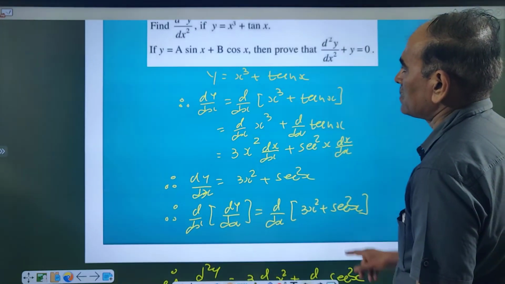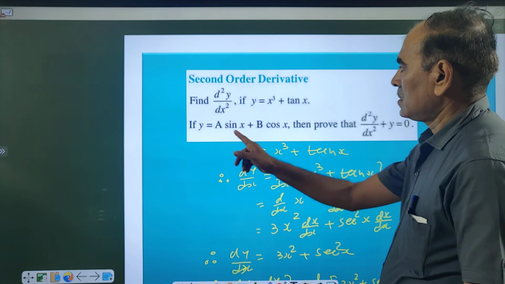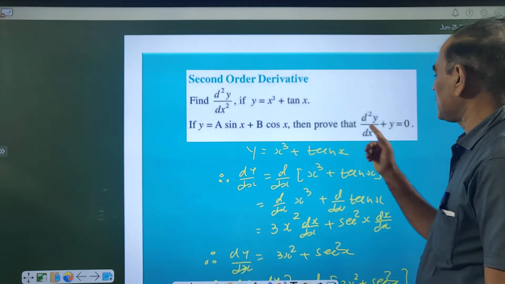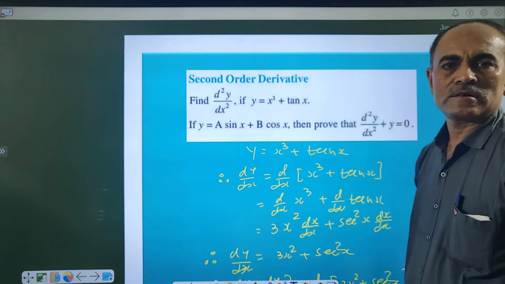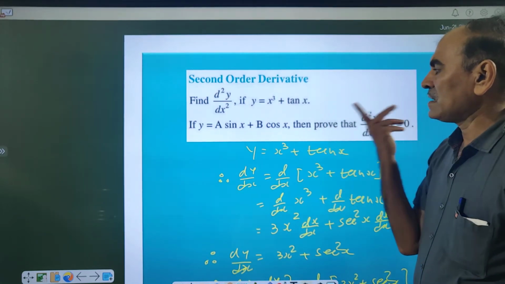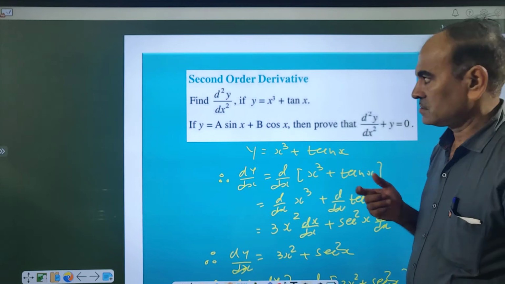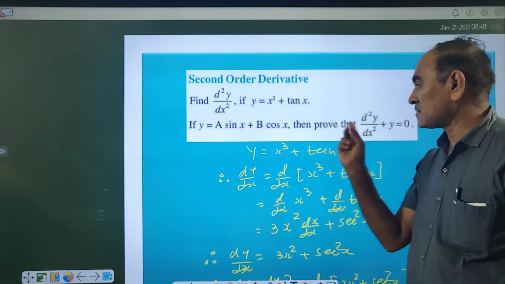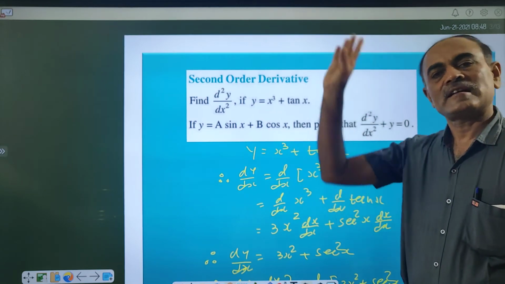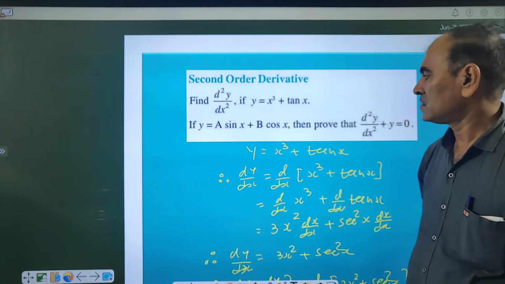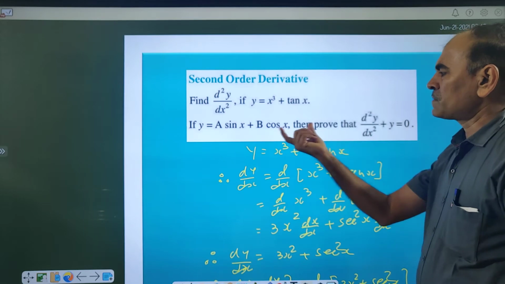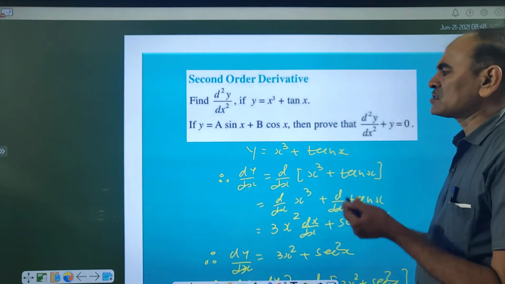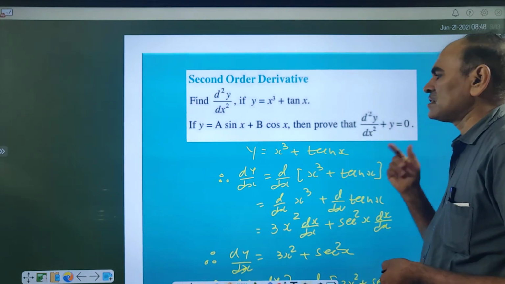Next, what we want? y is equal to a sin x plus b cos x. Then prove that d2y by dx square plus y is equal to 0. a and b are arbitrary constants. Later on we are going to see that this one is the differential equation of this function. That thing we are going to see in chapter number 8. But today just how to find a second derivative or some relation based on second derivative. See, a relation is there.